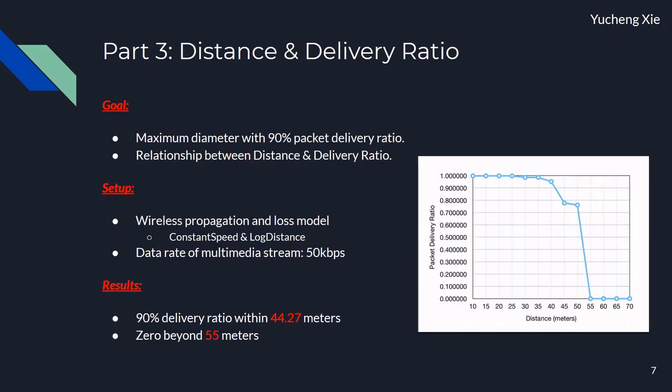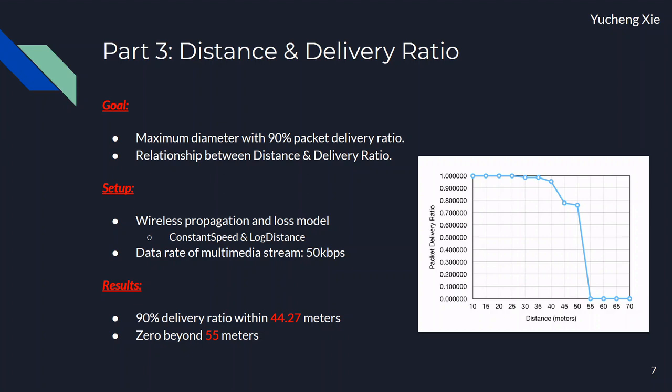For part 3, we explore the maximum distance between the access point and the mobile stations with 90% packet delivery ratios, and we further explore the relationship between distance and the delivery ratio.